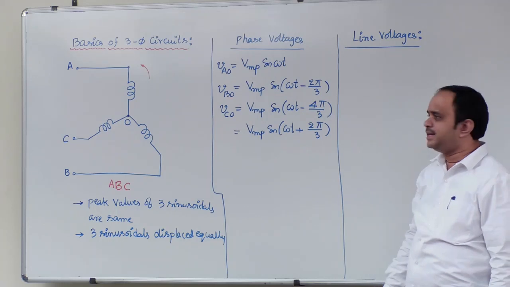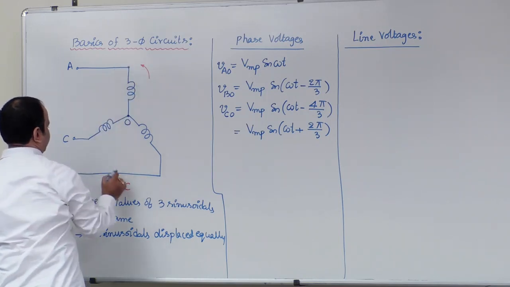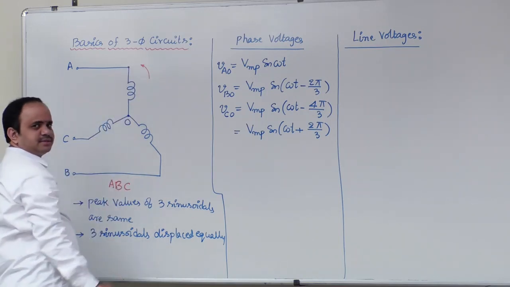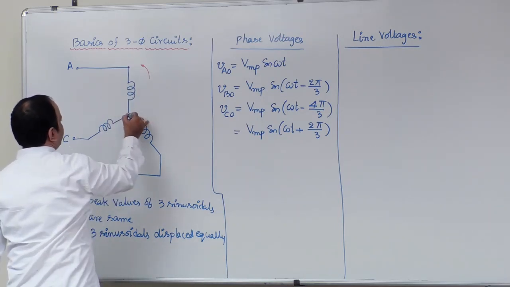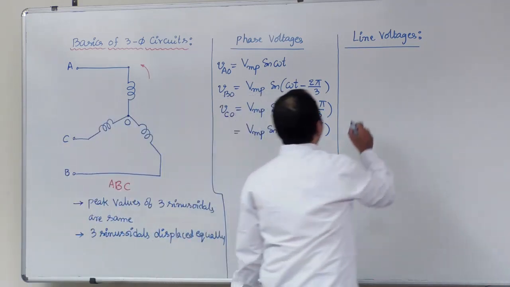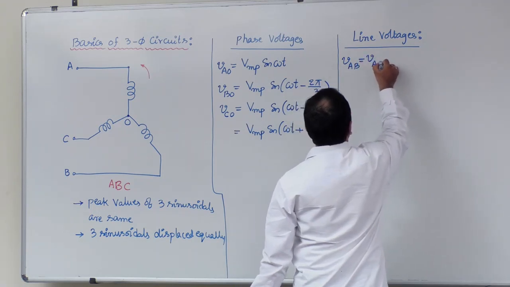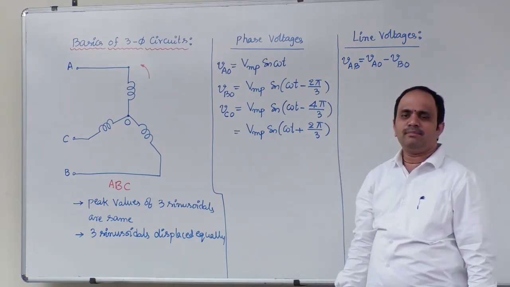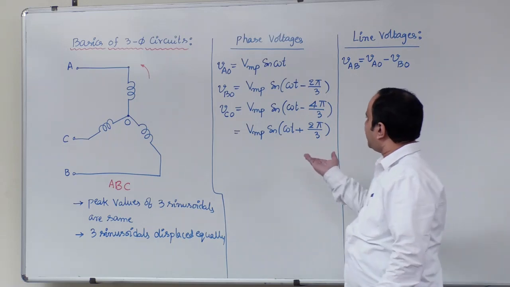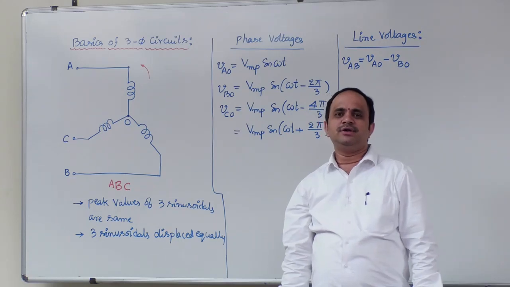Now what is the line voltage definition here? VAB, the voltage represented between any two lines. So how can you write it here? VAB can be written as AO plus OB. In other words, VAB is equal to VAO minus VBO. Of course, if you write down sin C minus sin D, you can get it simply. But here, let us use a phasor diagram.